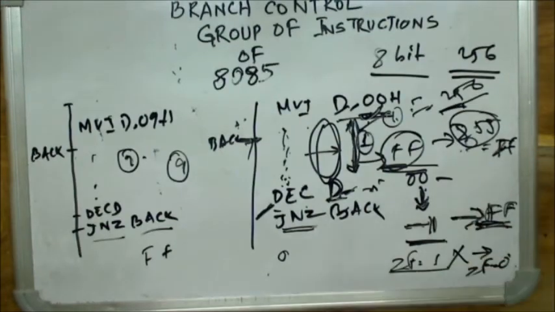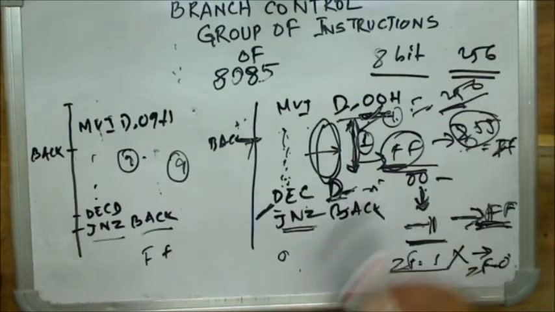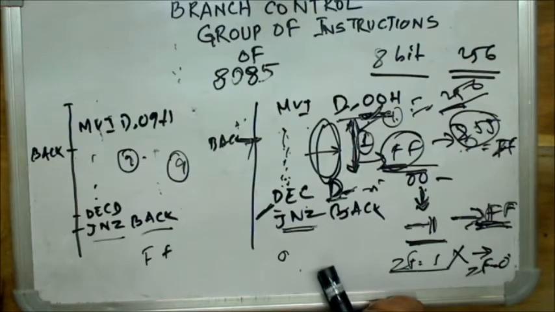Whenever I say maximum, it is asked in GATE questions; it will not come in normal examinations. Only this type of question comes in GATE examinations: if you want to run a loop 256 times with an 8-bit register, how is it possible? The answer is very simple.